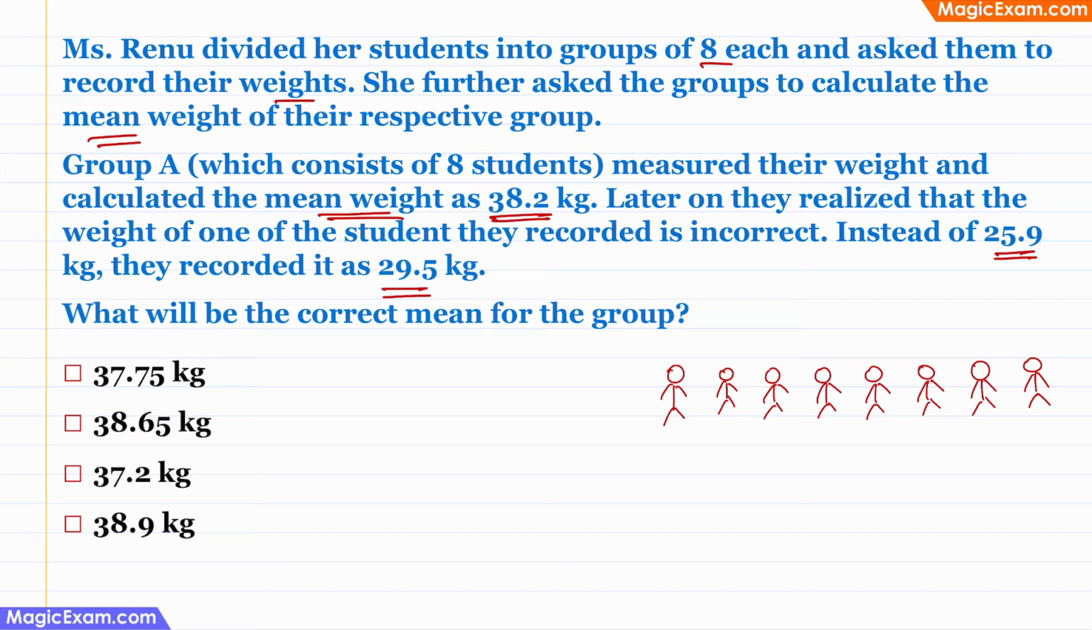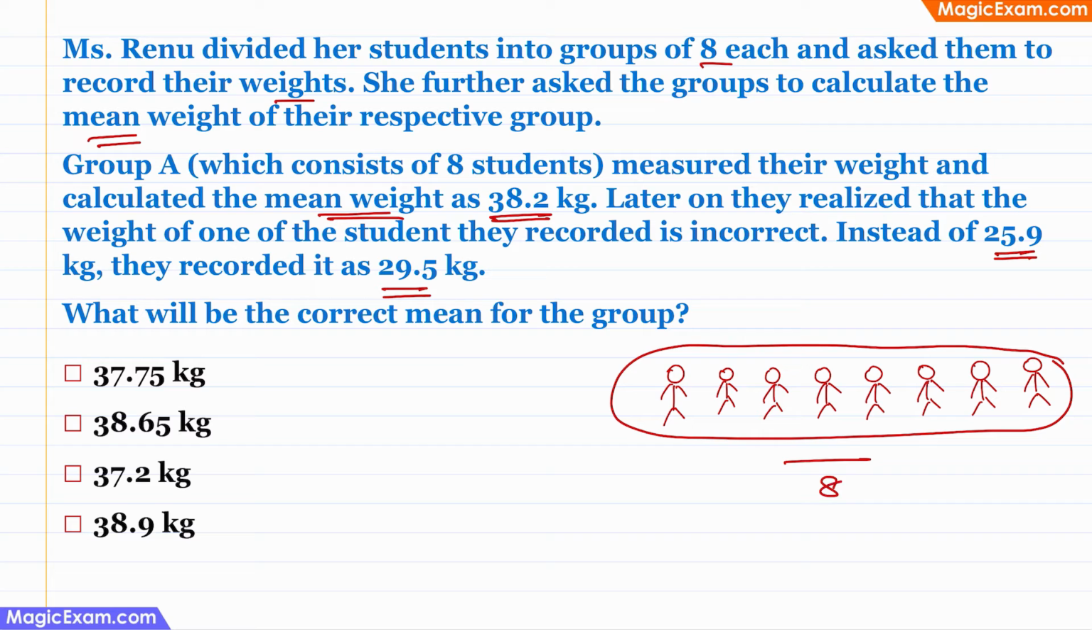So how was this mean calculated? Well, the mean was calculated by adding the weight of all the 8 students and dividing it by 8. So that's why we get the average, that is 38.2 kilos. So one of the students, instead of writing it down as 25.9 kilos, which is the actual weight, wrote it down as 29.5, which means that they took a higher weight. Therefore, the mean or the average has actually increased, right? And it should be decreased.